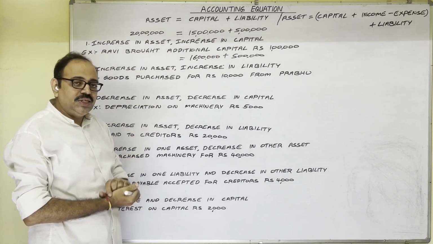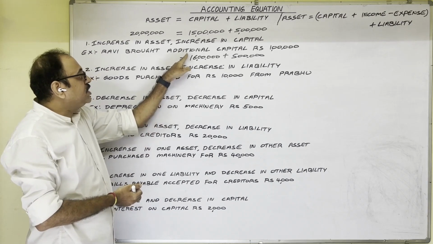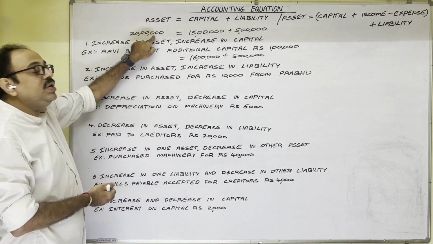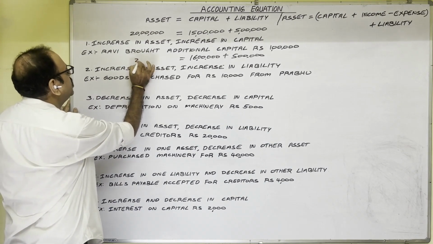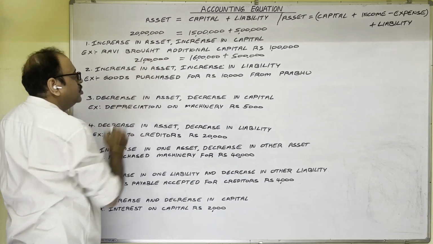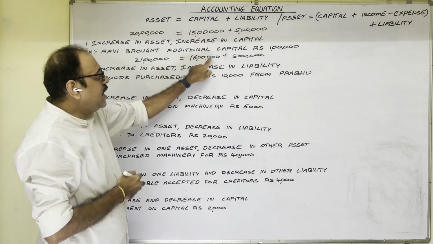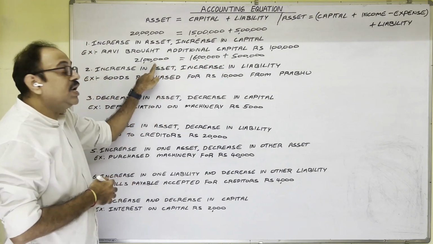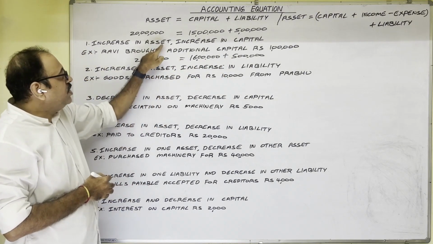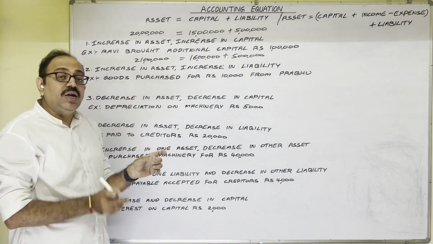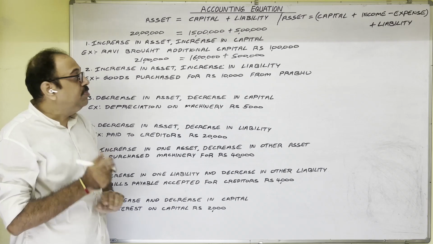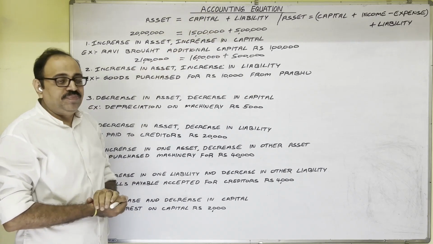So cash is an asset, no? Because of this transaction, asset total also increases by 1 lakh. Now asset total is 21 lakh rupees. So finally 16 lakh plus 5 lakh is equal to 21 lakh rupees. So after this transaction also the accounting equation is the same. Asset is equal to equity. Here equity means capital plus liability.